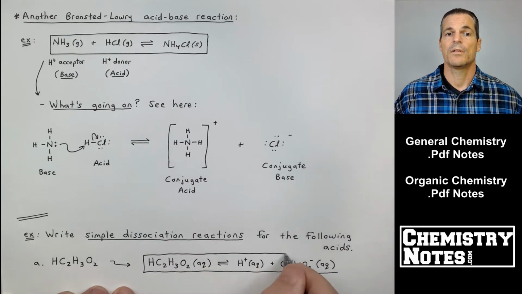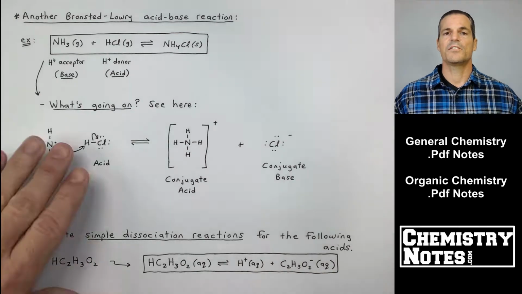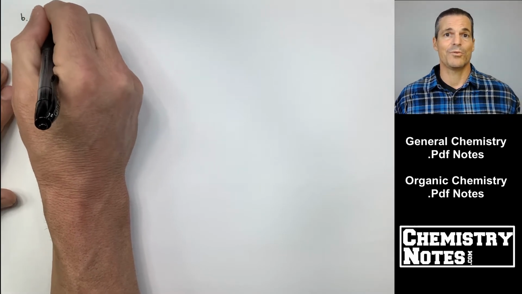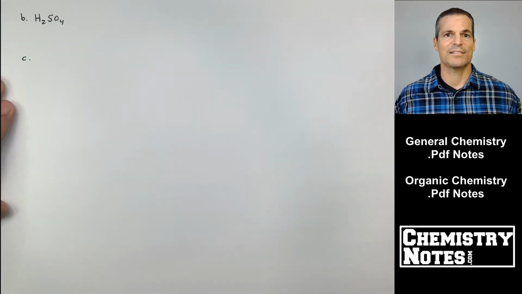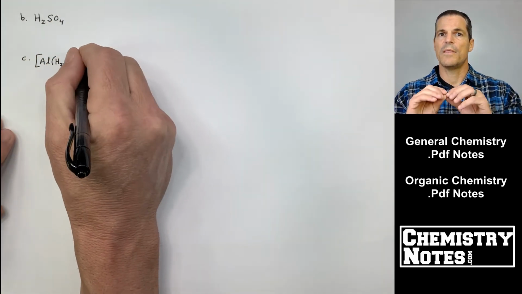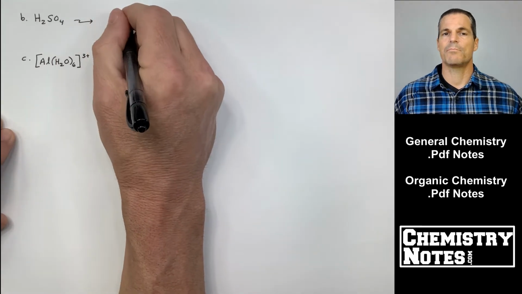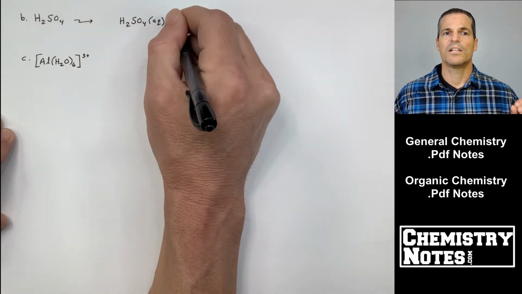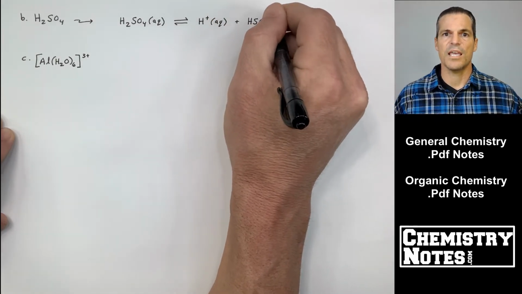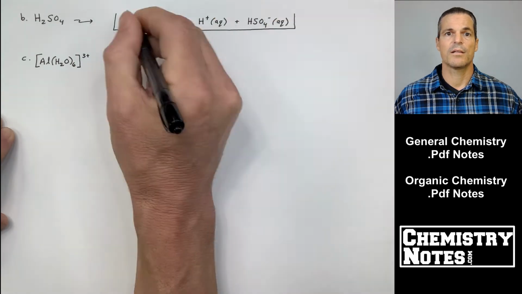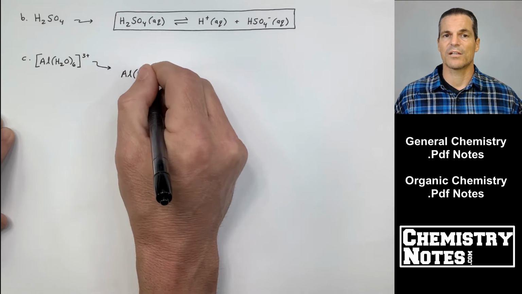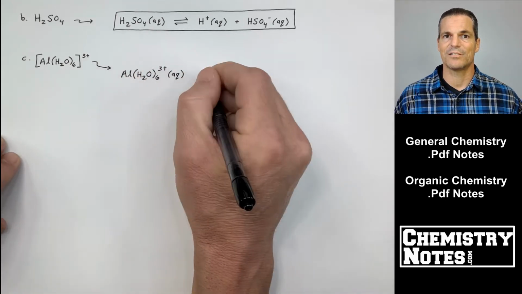Let's do this example. Simple dissociation reactions. This is where you are given an acid and you simply break it up into its ions. What do I mean? You take an acid like we did in A for acetic acid, HC2H3O2, and then donate the H plus. So let's look at B here, H2SO4. Let's donate an H plus. So what do I get? I get H plus aqueous, that's my proton that's been donated, plus what's left? HSO4 minus.